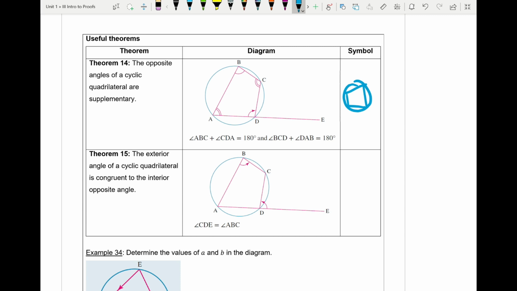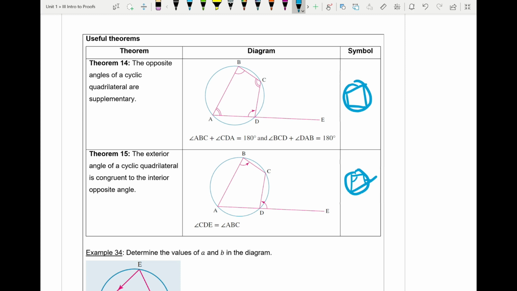Theorem 15. The exterior angle of a cyclic quadrilateral is congruent to the interior opposite angle. So if we have our quadrilateral with a line coming out, we have that this angle up here is equal to this angle down here.